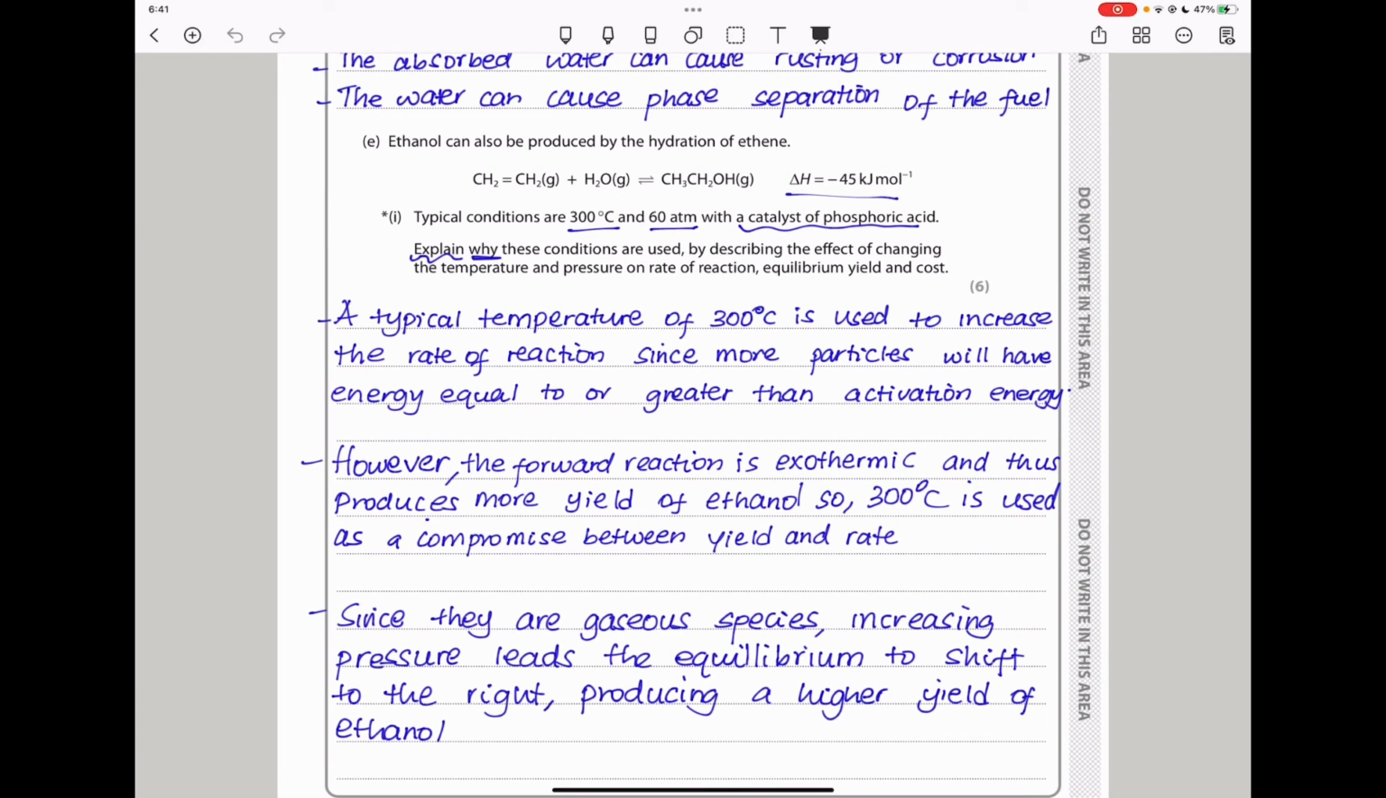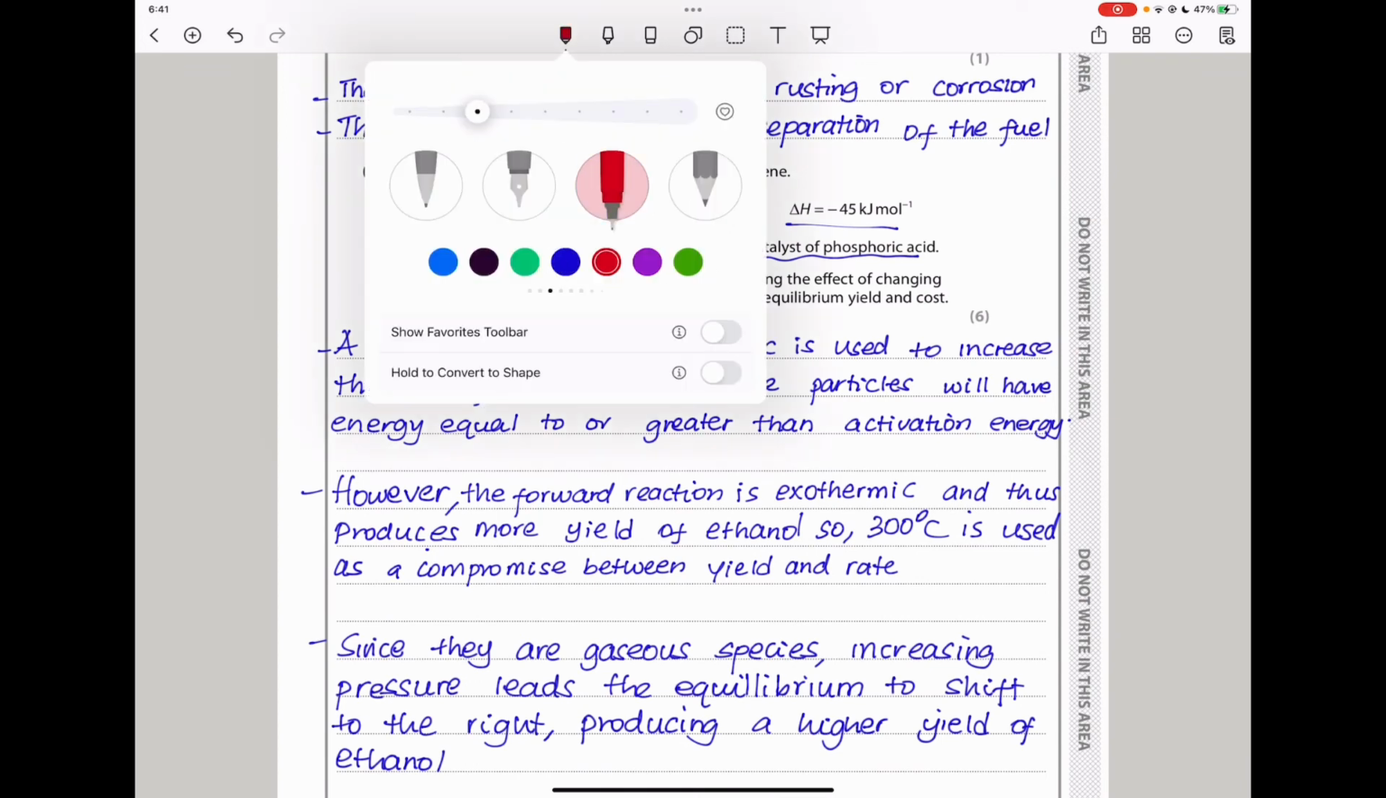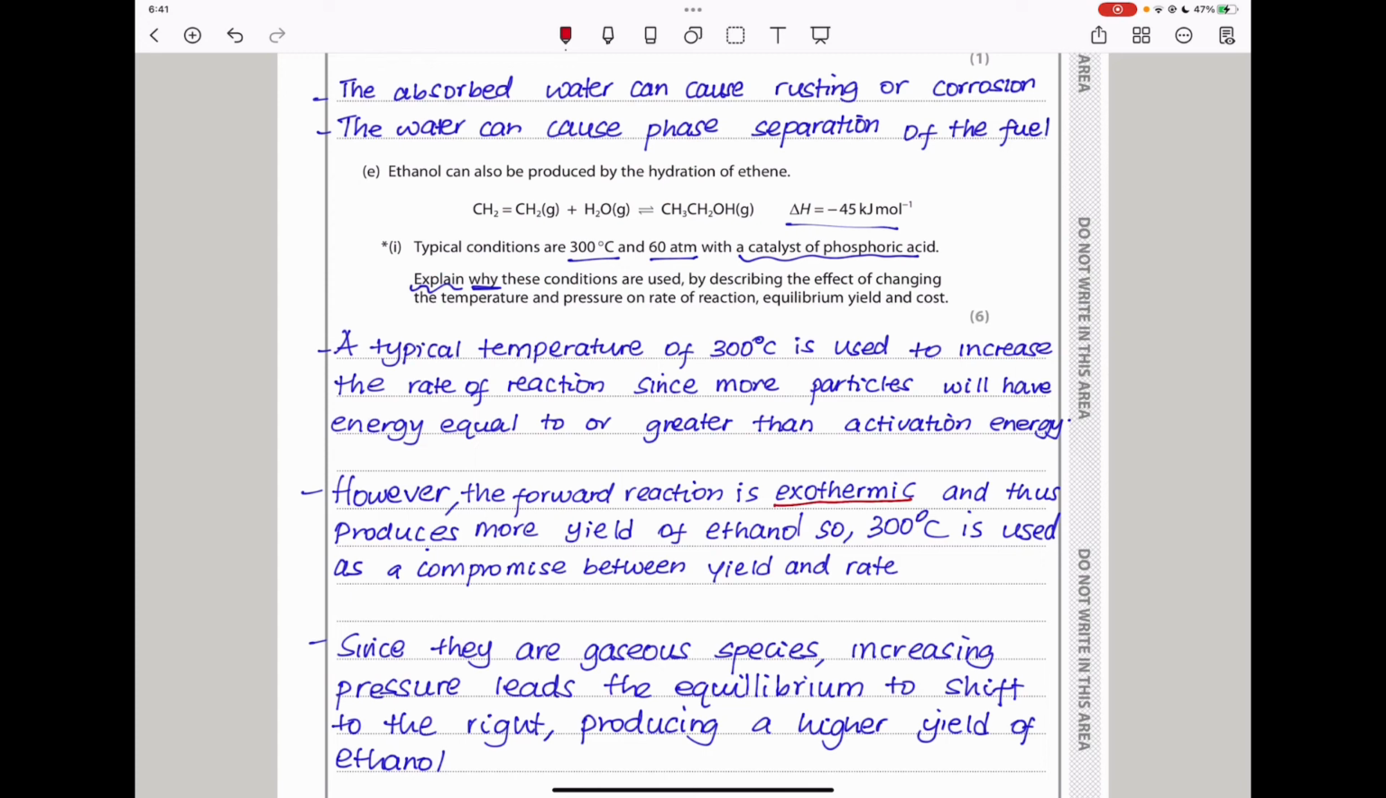So in this case, I want to try to clarify this part here. Let me use a different color. When I say the forward reaction is exothermic, increasing the temperature will lead to lower yield, because the forward reaction is exothermic.